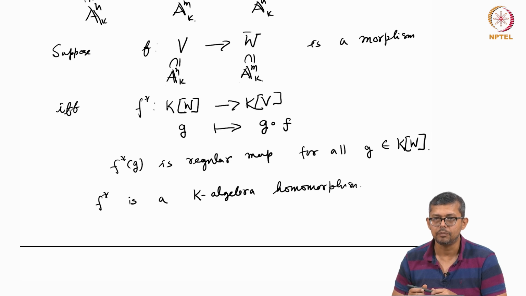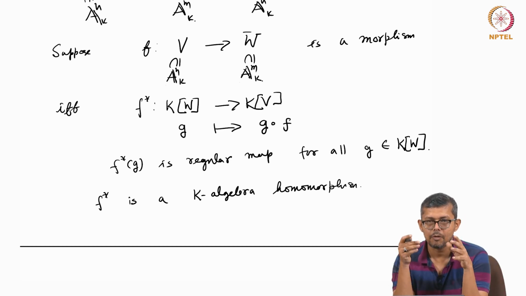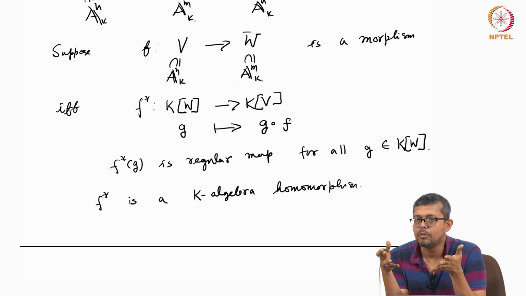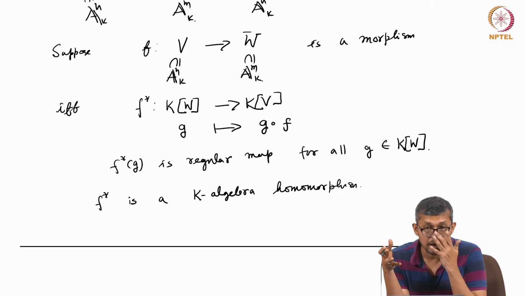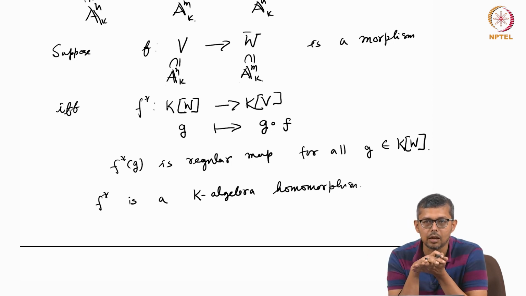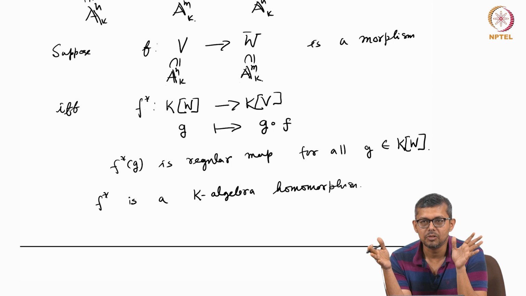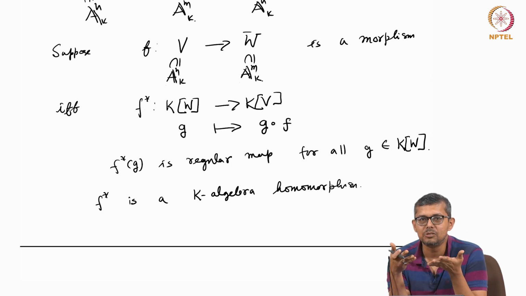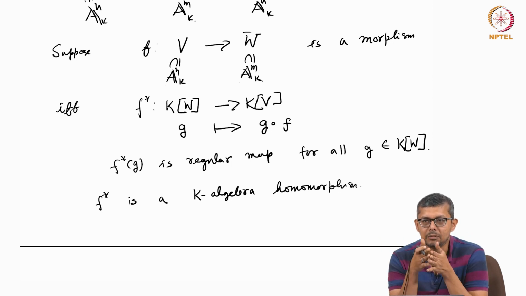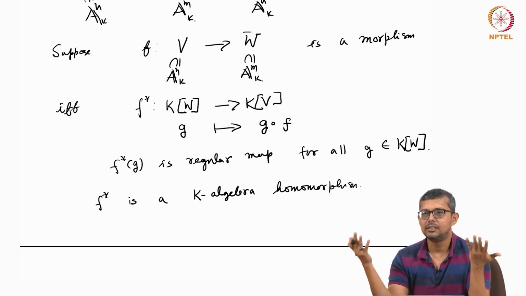This is very important. So a map of algebraic sets gives you a K algebra map in the opposite direction. If you have a map from V to W, this gives rise to a map. Now we'll see the converse. If you have a K algebra map, and if you have two K algebras, say A1 and A2, then that will give rise to some map of algebraic sets. So that is the first.